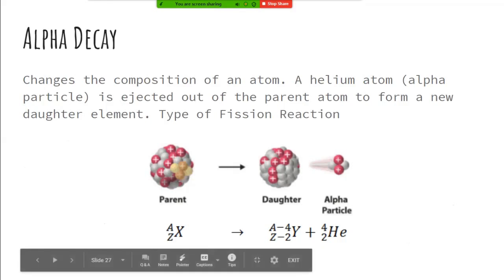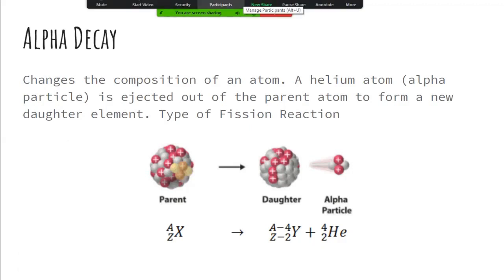So our parent starts with this. A is the atomic mass, Z is the atomic number. Then when we go to the daughter element, we subtract the atomic mass by 4 and the atomic number by 2. That means it makes a new element, and then we have helium. This will make more sense once I go over the example.